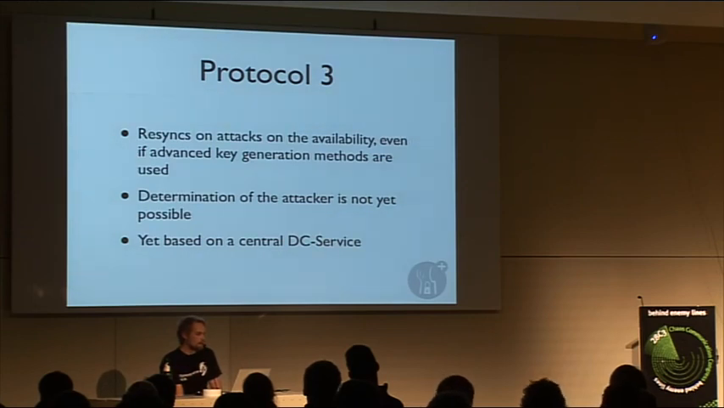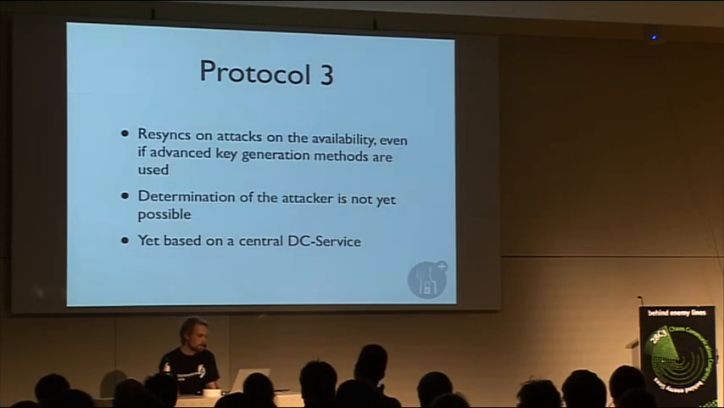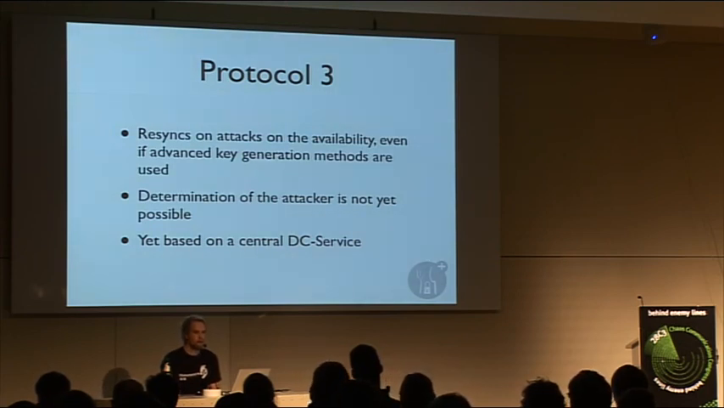The protocol as well rethinks on attack on the availability. So if somebody is disturbing the communication, as we already saw, the protocol is already automatically rethinking, and also does it as well if advanced key generation methods are used. The flaws of the protocol are that a determination of the attacker is not yet possible, as there is no management network available, and it's yet based on a central DC service.